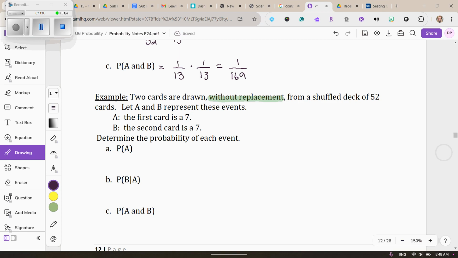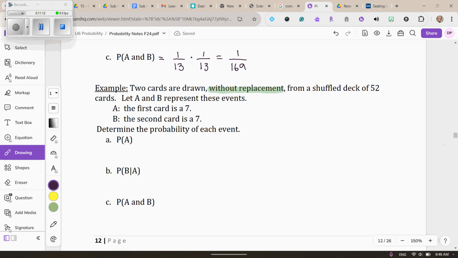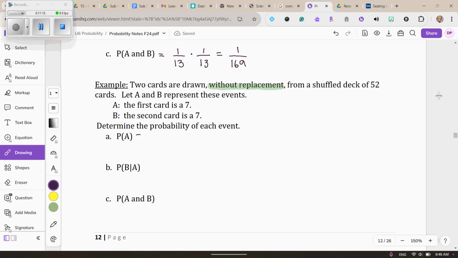Okay, the next one is very similar, but now it says without replacement. So we take that first 7 out, and then we don't replace it. So the probability of A has not changed. It is still 1 out of 13. That is the simplified version of 4 out of 52. However, the probability of B, given that A has already happened, we now only have 3 sevens in the deck and only 51 cards. So 3 out of 51.